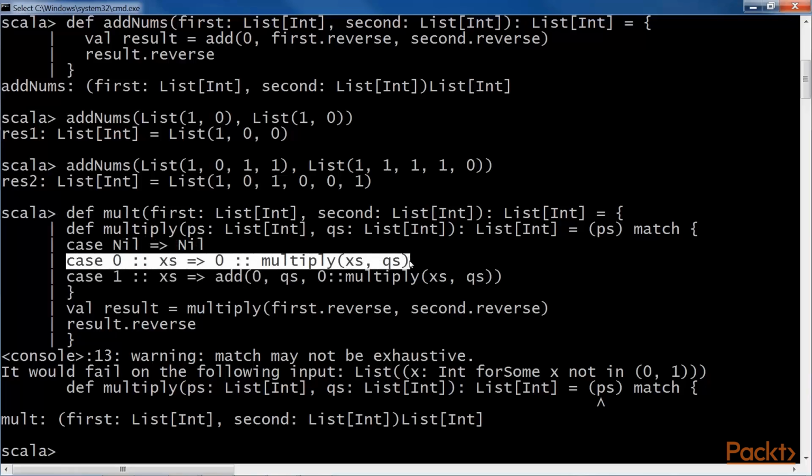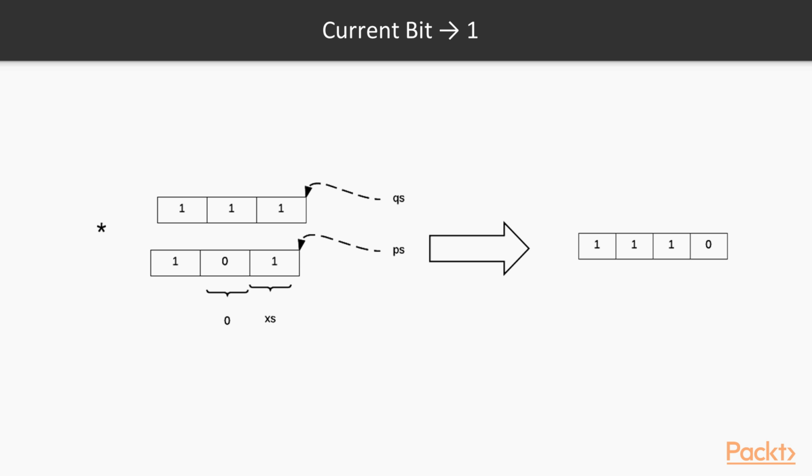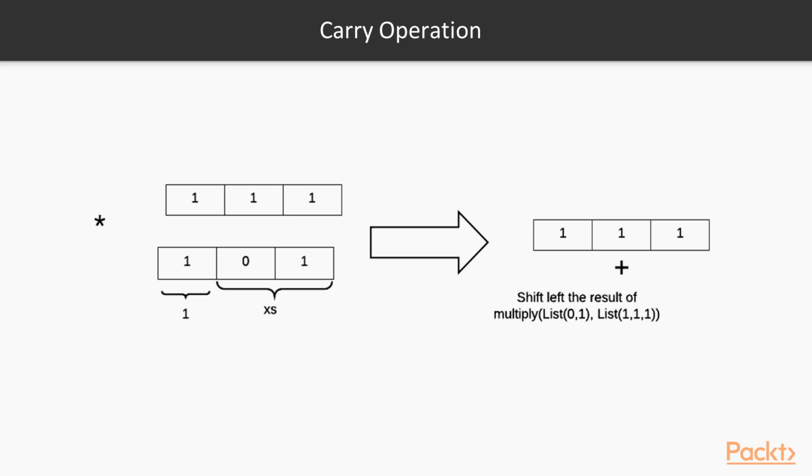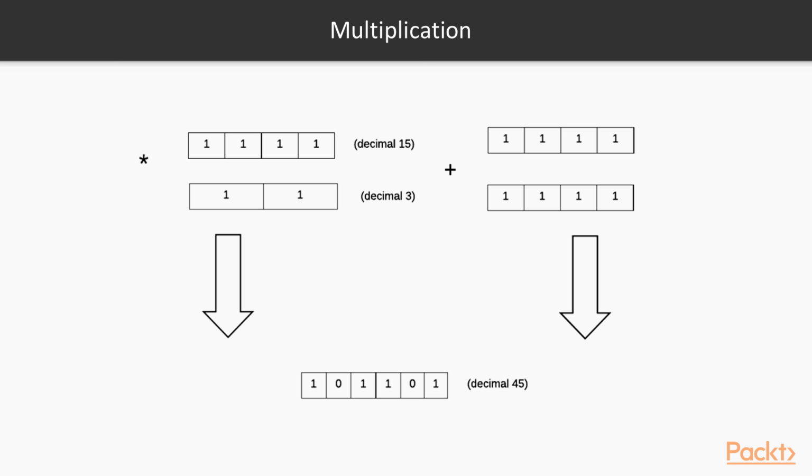The second case is when the current bit is 0. This does a bitwise left shift. This diagram shows the case when the current bit is 1. The third case is when the current bit is 1. In this case, we just add QS to the result of multiplying XS and QS. This figure depicts this clause properly. Multiplying two binary numbers is just a little more elaborate than the process of adding them. Multiplying is repeated addition. For example, multiplying 1111, decimal 15, with 11, decimal 3, gives us 101101, decimal 45. We just add 1111 to itself twice. This figure shows the actual operation performed.